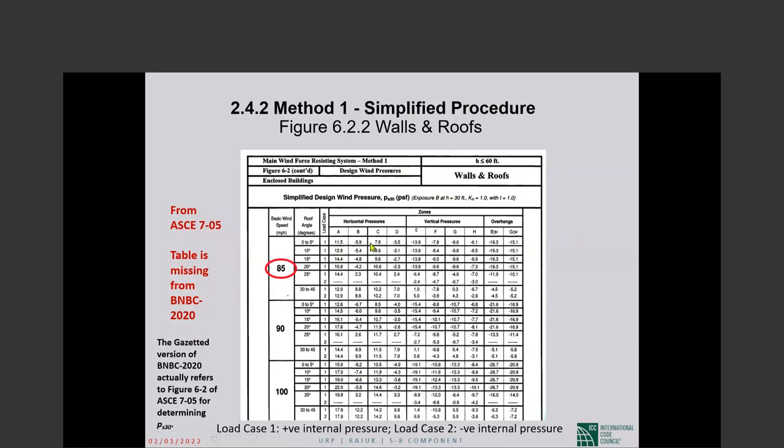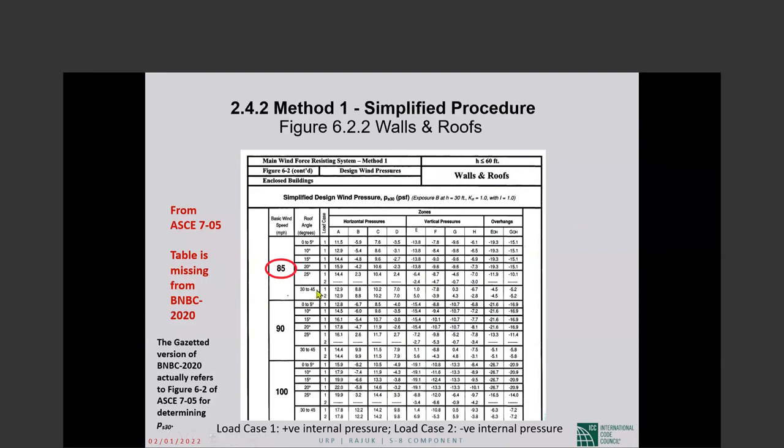The horizontal pressures are, as I mentioned, what we apply on the building: the pressure on the positive, windward face minus the suction on the negative face. The vertical pressures consider positive as well as negative internal pressure.